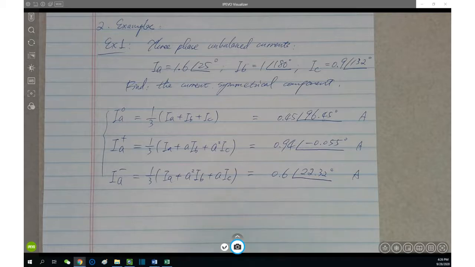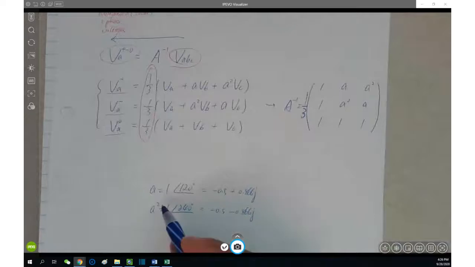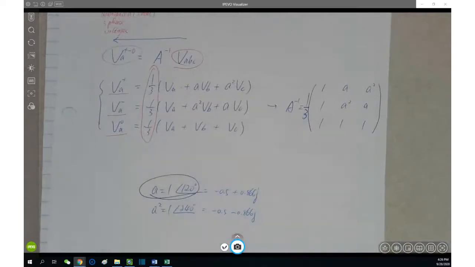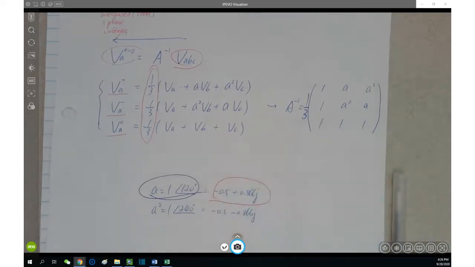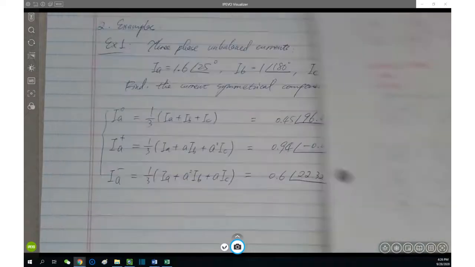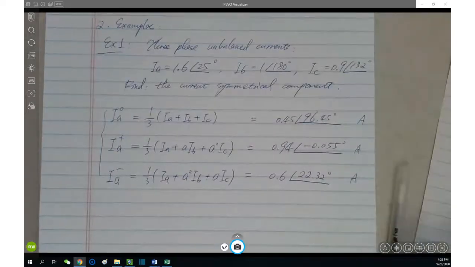No. A is here. A is a phasor. Okay, use phasor here. Phasor with magnitude of 1, phase angle of 120 degrees. And if you prefer the rectangular format, it is real number of negative 0.5, imaginary number of 0.866. Right? Okay. Yep.